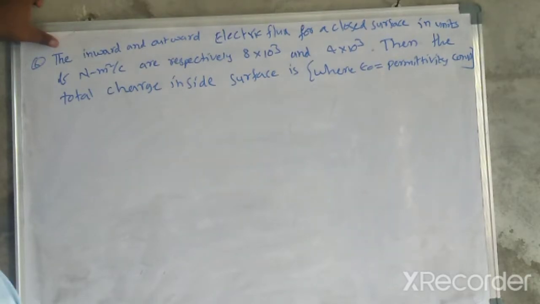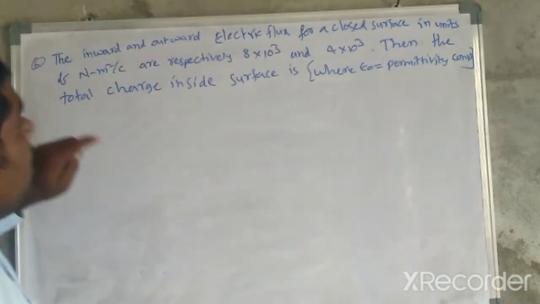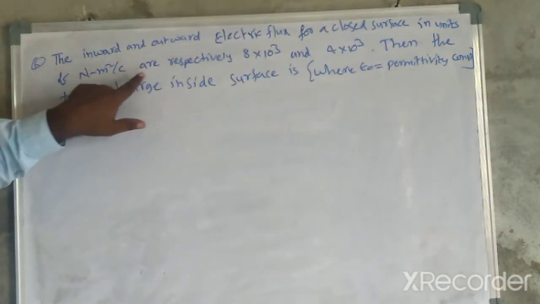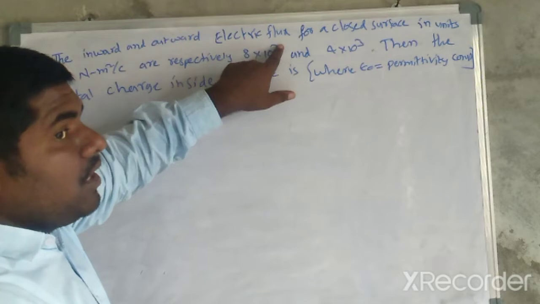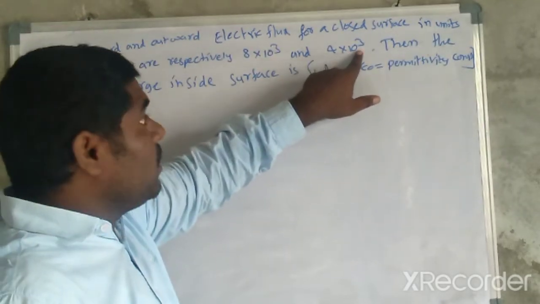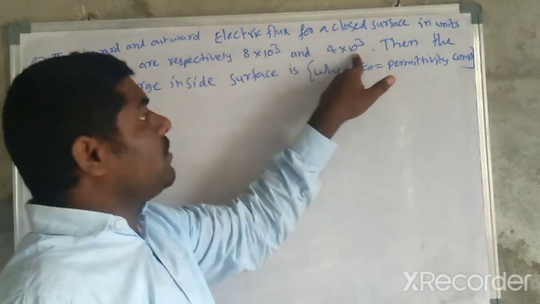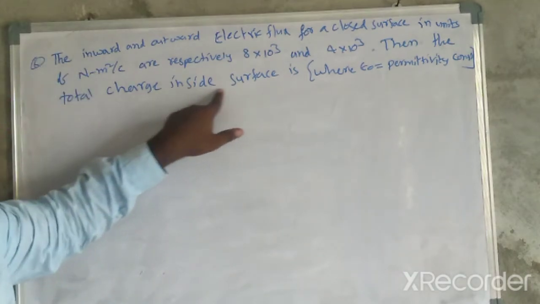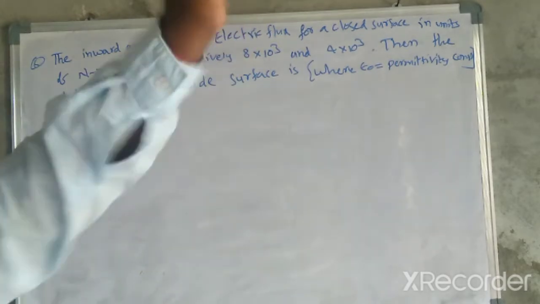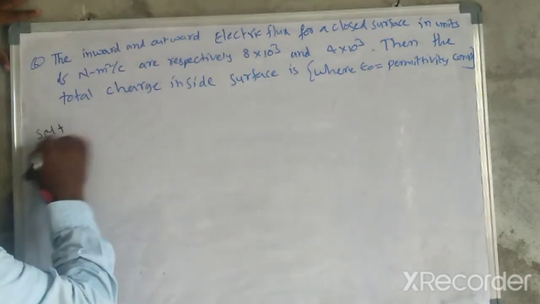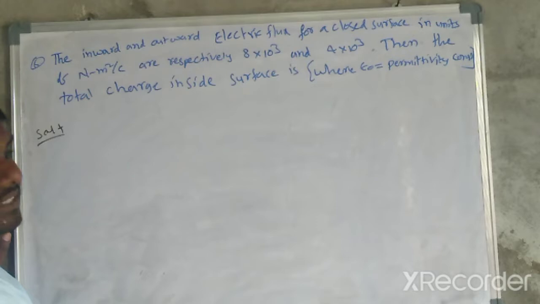Now another model: the inward and outward electric flux for a closed surface, in units of Newton meter square per coulomb, are separately 8 into 10 to the power of 3 and 4 into 10 to the power of 3. It means inward 8 into 10 to the power of 3, outward flux 4 into 10 to the power of 3. Then the total charge inside the surface is, where epsilon naught is nothing but the permittivity of free space. Solution. What are they asking here?